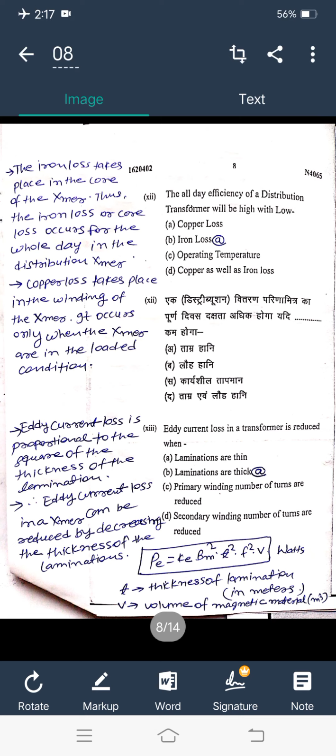But eddy current loss is directly proportional to the square of the thickness of the lamination. If the thickness of lamination is very low, then the eddy current loss is also very low. For low eddy current losses, the thickness of lamination also has to be very low. So the 13th question's right answer will be option B, that laminations are thick.